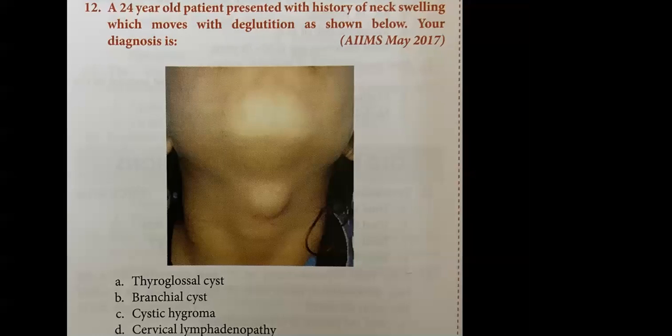So the first and important vessel to be ligated in thyroidectomy is the middle thyroid vein. Just remember, don't forget this till you write your exam. The first vessel to be ligated is the middle thyroid vein. Why it is important, I'll tell you. This is the only single vein, so it is not accompanied by an artery.